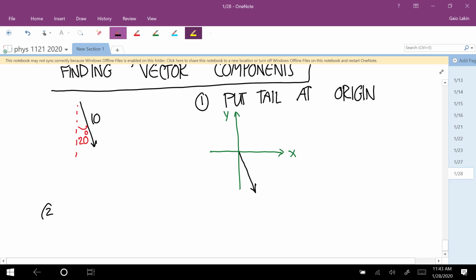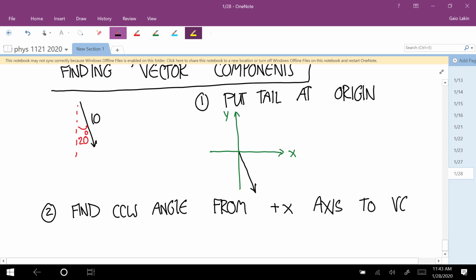Then second, find the counterclockwise angle from the positive x-axis to the vector. So in this case, we know that this is 20 degrees. And so it's 90, 180, 270, plus 20 is 290. Or you can go clockwise and call it negative 70. If you go clockwise, you just have to call it negative. Okay.